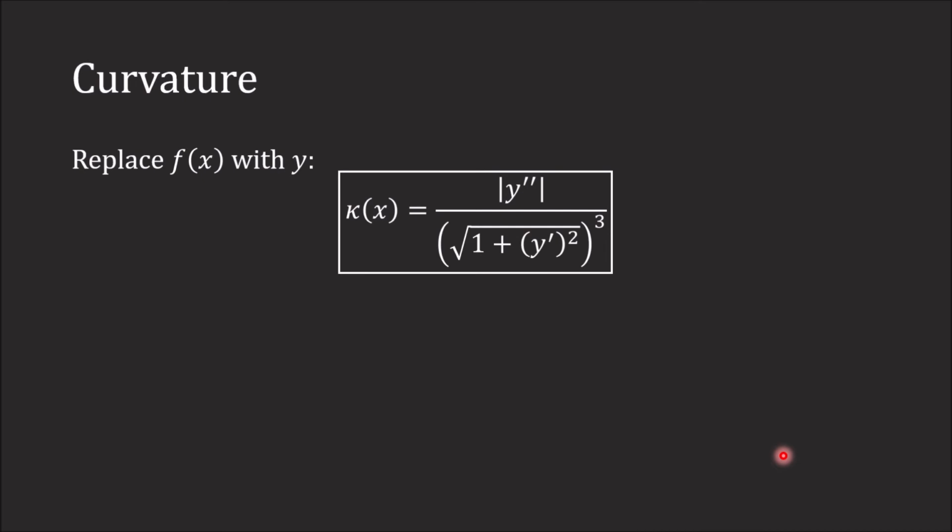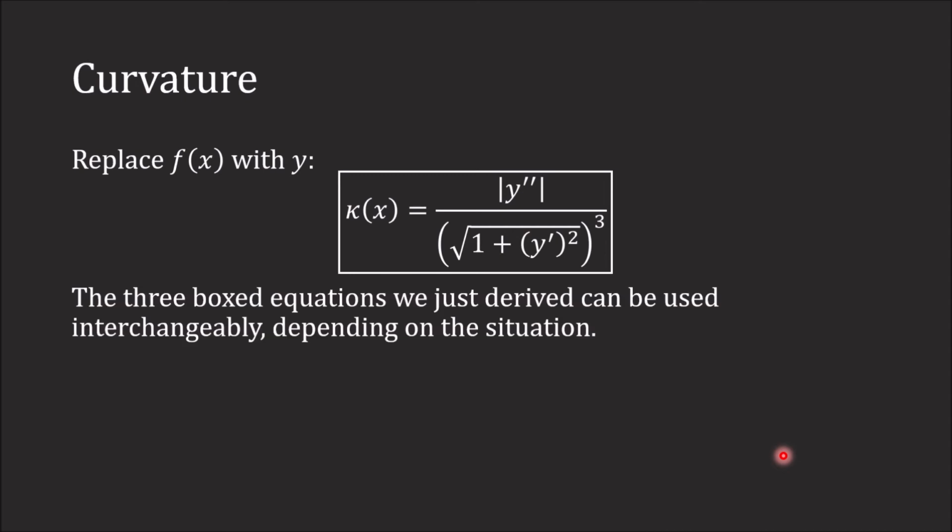So those three boxed equations can be used interchangeably depending on the situation. You can use any of them. Typically, I will use the magnitude of r prime cross r double prime over the magnitude of r prime cubed if I'm given a vector parameterization. And if I'm given a curve that is defined as y equals f of x, I will use this one.